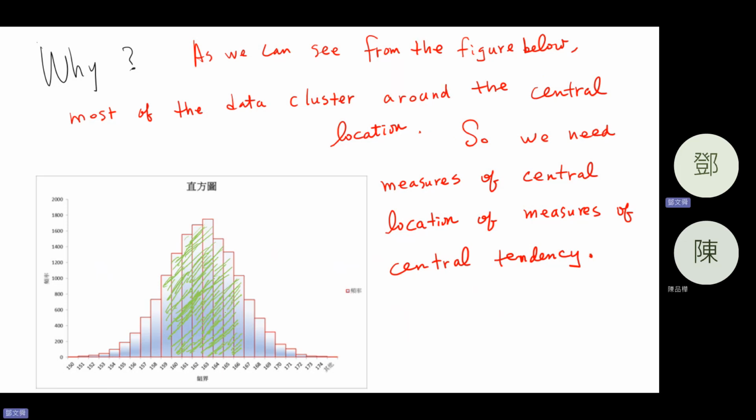So we need measures of central location or measures of central tendency.